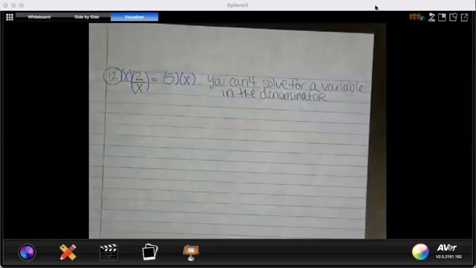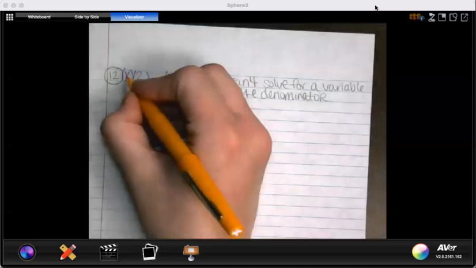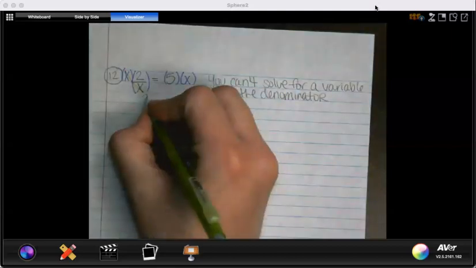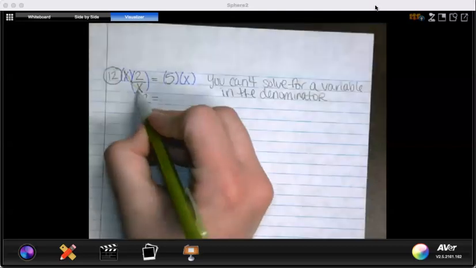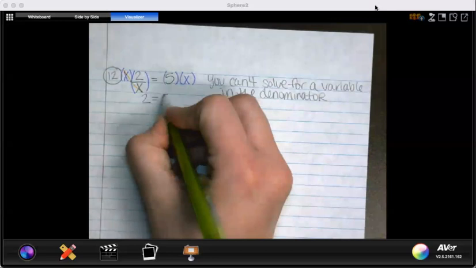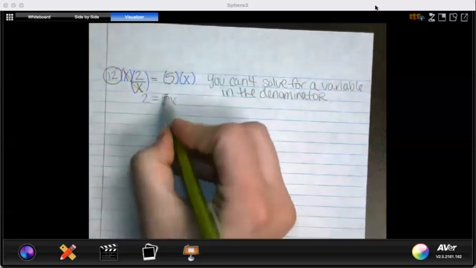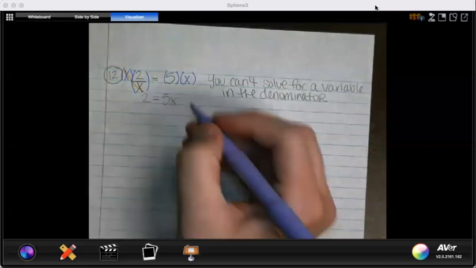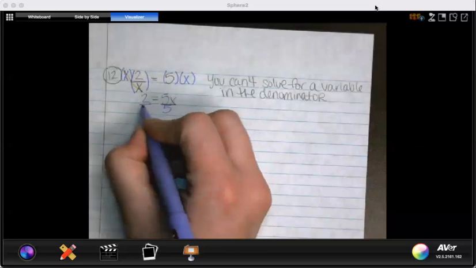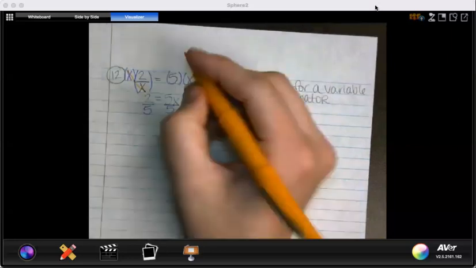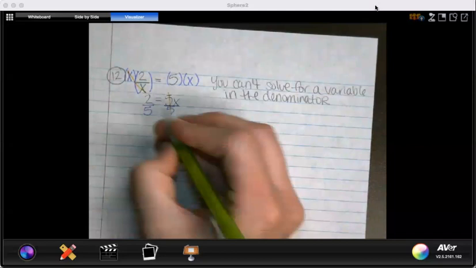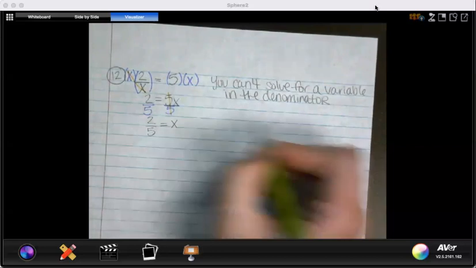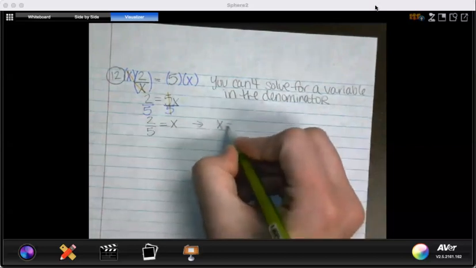Now, it seems a little silly, but x divided by x does in fact cancel out, and it leaves us with just 2. And that moves the variable to the other side, where we get 5x. Now that x is in the numerator, I can simplify as normal, which is to divide by 5, leaving us with 2/5 equals x, or in other words, x equals 2/5.